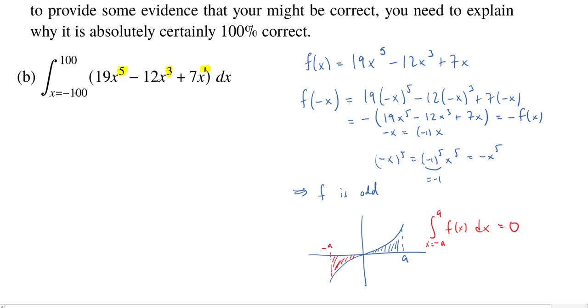So in this case, well, we notice we have negative 100 to positive 100. So we're exactly in this situation, and so the answer to this question is a big fat 0.